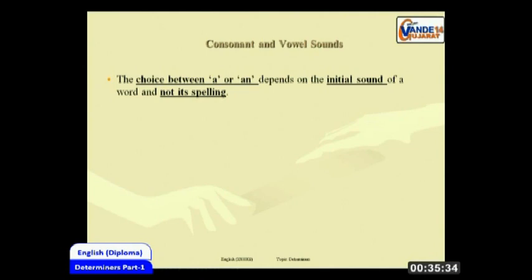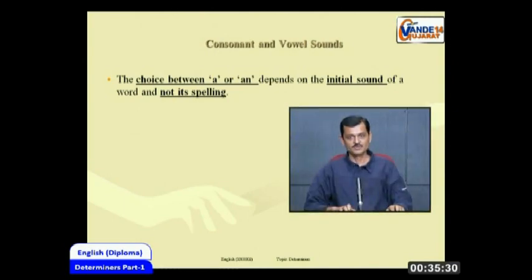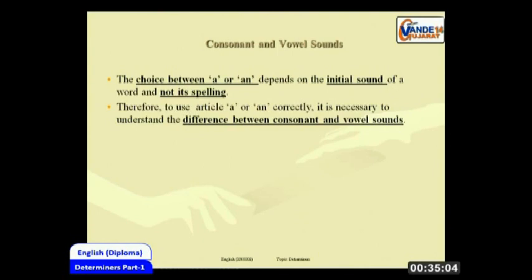Remember friends, I re-emphasize, we have to take care of the sound of a word and not its spelling. The initial or beginning sound of a particular word is taken into consideration while choosing between the article A or AN. Therefore, to use article A or AN correctly, it is necessary to understand the difference between consonant and vowel sounds.